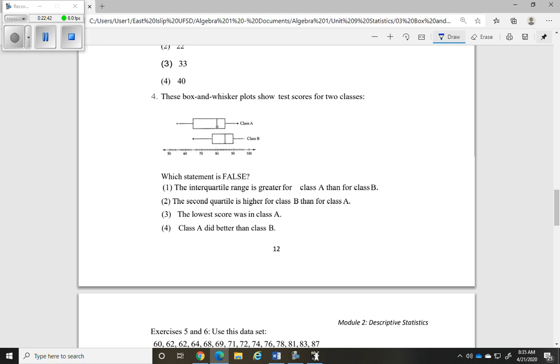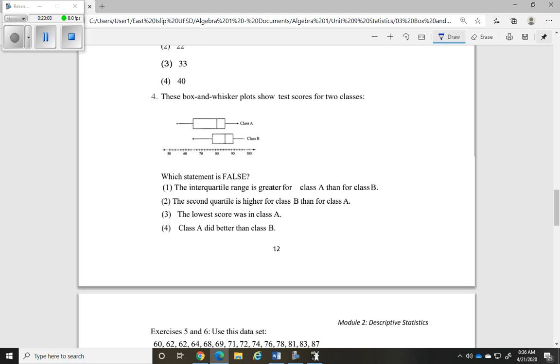So these are 2 box and whiskers. Sometimes I put 2 box and whiskers on one number line to help make some kind of comparisons. I can see that Class A seems to be a little more spread out, right? It goes lower and almost as high as Class B. So we're going to have to go through each one of these statements to see which one is false.